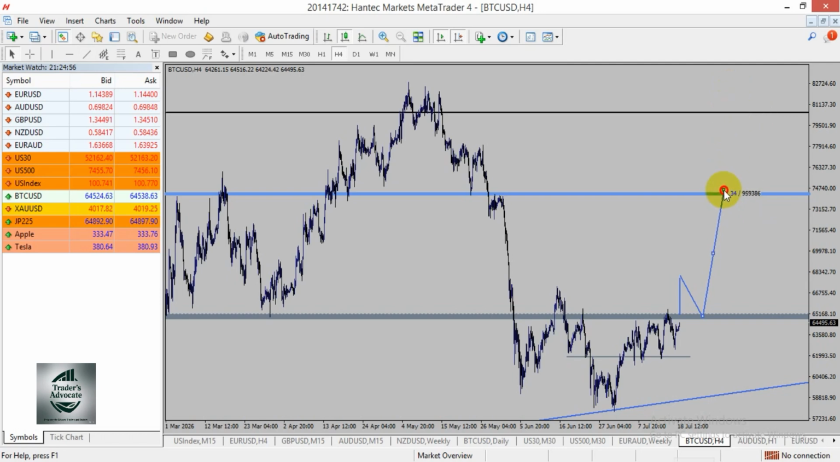So around $74,000 per coin will be the nearest target for BTC. Yes, you heard that right. $74,000 per coin will be the next target for BTC. If we break above here and we pull back to this level, we bounce somewhere, we are heading all the way to the upside.